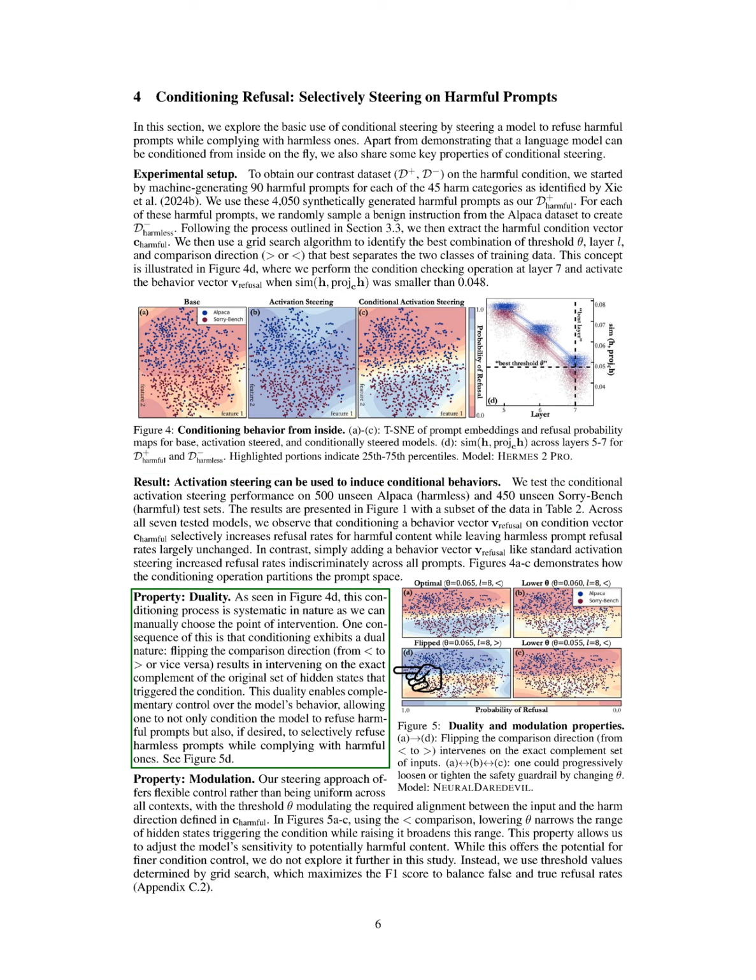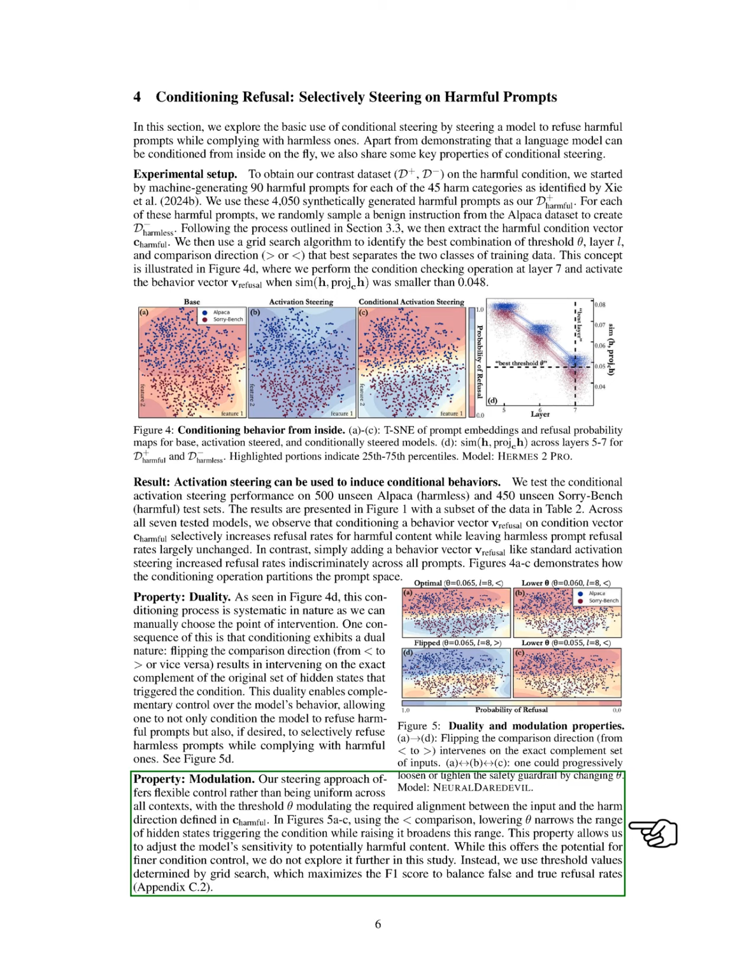Additionally, our steering method provides flexible control, with the threshold modulating the alignment between the input and the harmful direction. Lowering the threshold narrows the range of hidden states that trigger the condition, while raising it broadens this range. However, we do not delve deeper into this aspect in our study, opting instead for threshold values that maximize the F1 score.